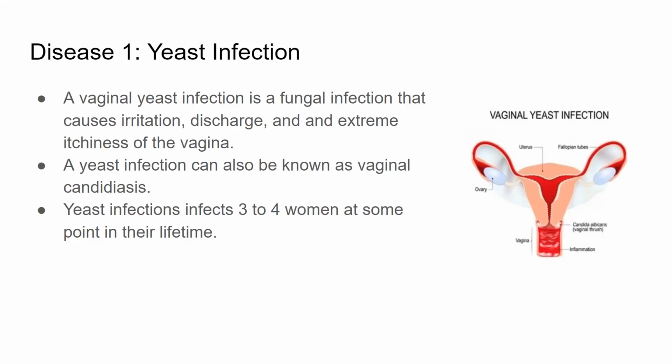So for our first disease for the female reproductive system, we chose yeast infection. A vaginal yeast infection is a fungal infection that causes irritation, discharge, and extreme itchiness of the vagina. The yeast Candida is a common yeast within the vaginal area. And when the bacteria of the female reproductive system get off balance, that causes the body to produce either too much of the yeast or too little of the yeast, causing a yeast infection. And this is very common in women. It infects 3 to 4 women at some point in their lifetime.